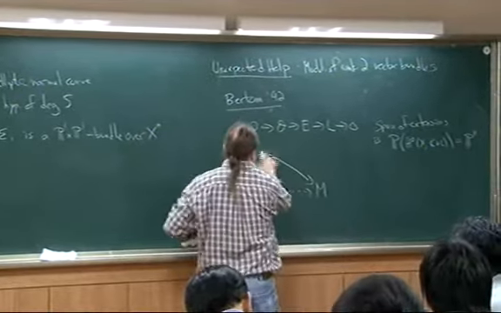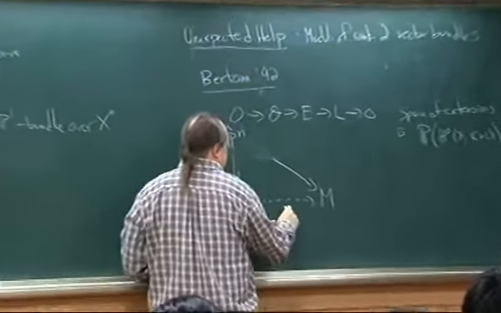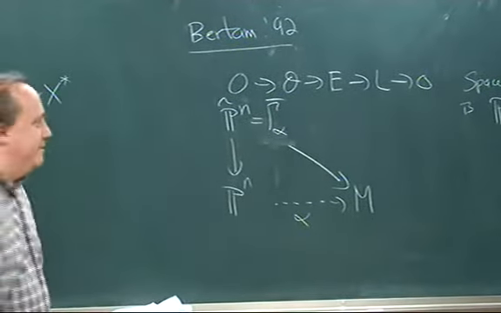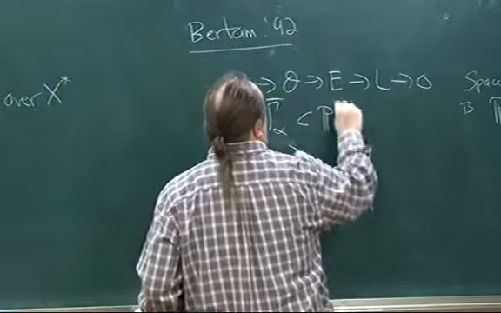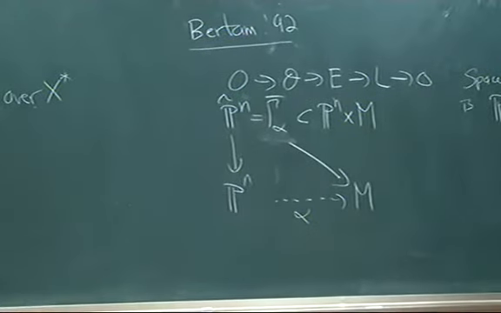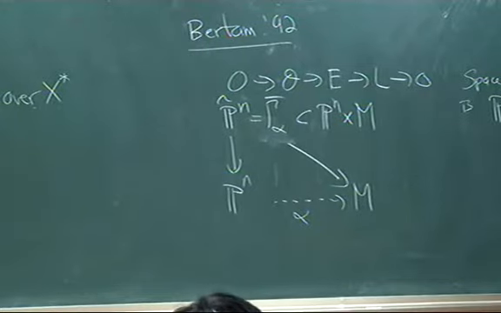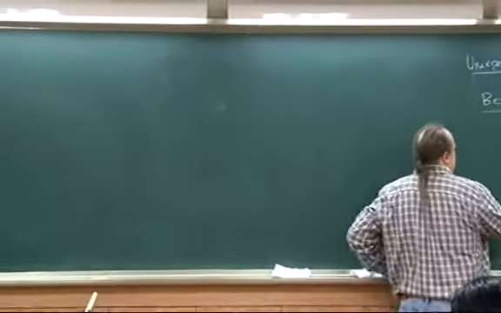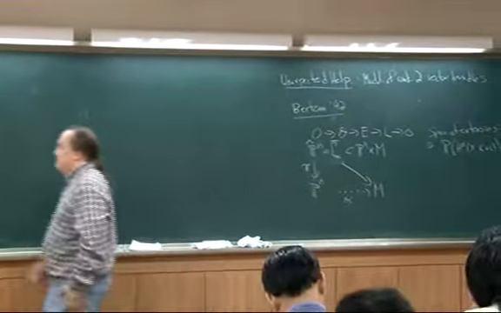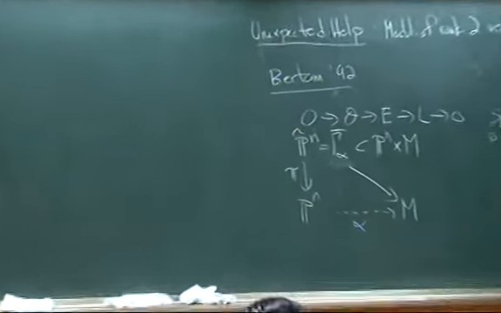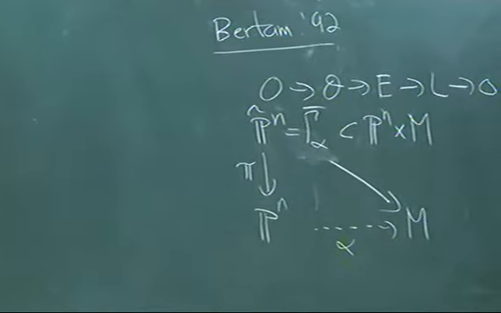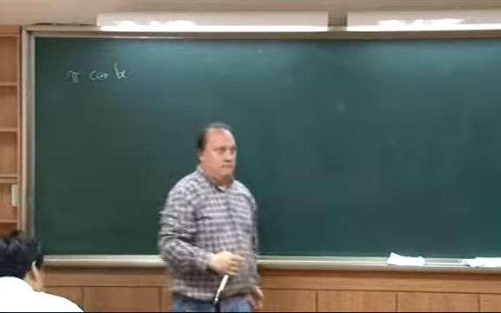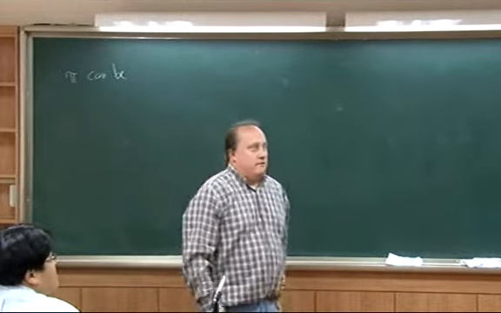Call this alpha. Take the closure of the graph of alpha in Pn cross M. So we call this pi. So what Aaron did was he figured out that this pi can be factored.